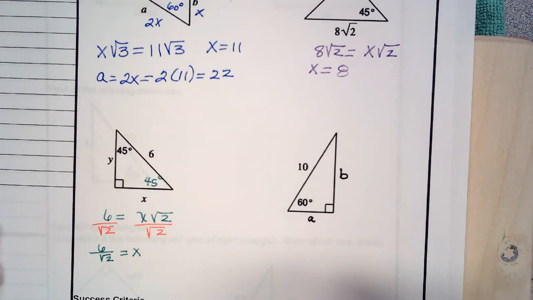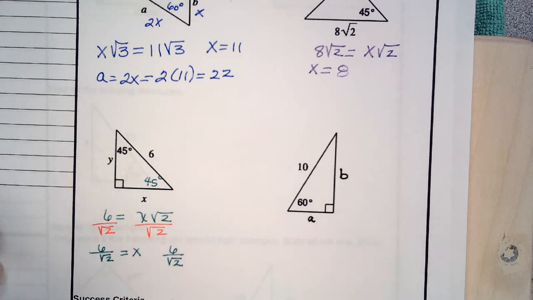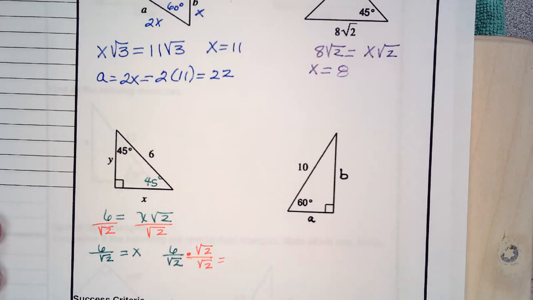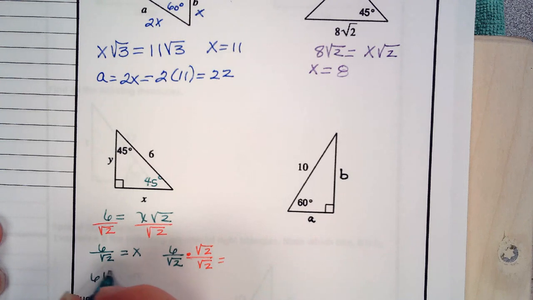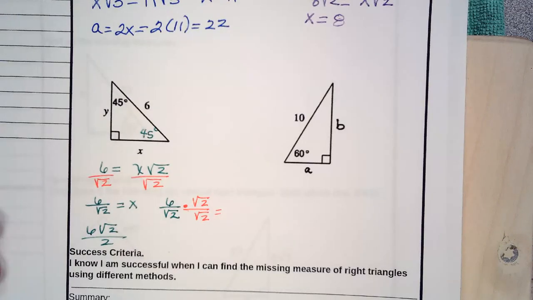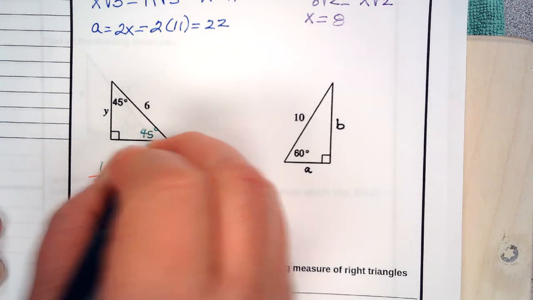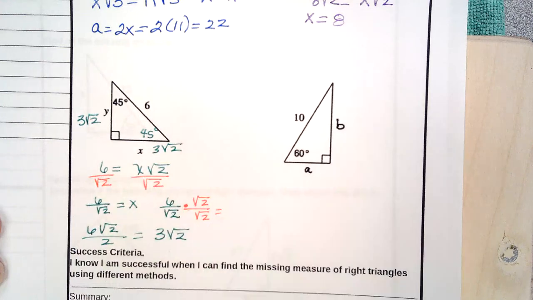But I cannot leave it with a radical in my denominator. So I'm going to multiply by that funny looking 1, square root of 2 over the square root of 2, which gives me 6 square root of 2 over 2, because this eliminates your square root. Is 6 divisible by 2? Yes. This becomes 3 square root of 2. And we're done.